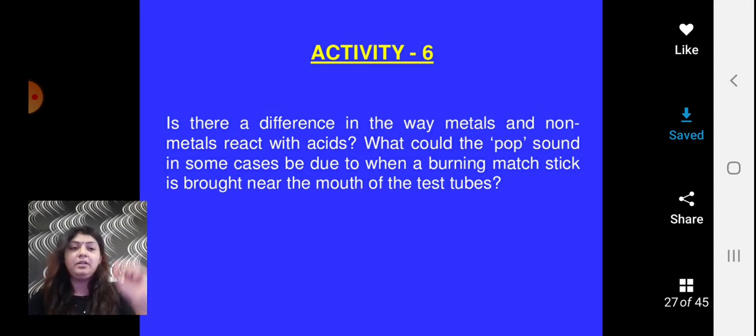For example, sodium reacts with hydrochloric acid to form sodium chloride, and hydrogen gas is removed. This hydrogen gas will come out with a pop sound if we bring a burning matchstick near the mouth of the test tube.